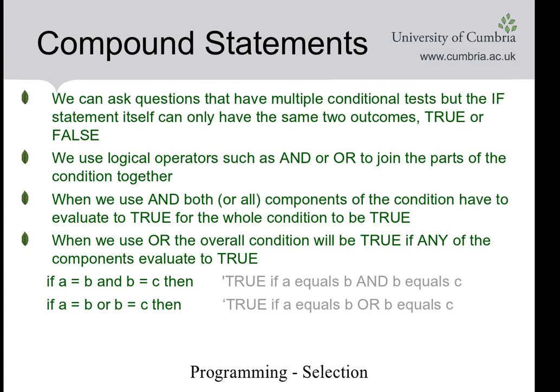The second one is an OR. So if A is equal to B or B is equal to C. So we've got two parts to this condition, so we're testing for two separate things. So if A is equal to B, or regardless of that, if B is equal to C. If either of those conditions is true, then that statement would evaluate to true. And only if both of them are false would the overall statement evaluate to false.